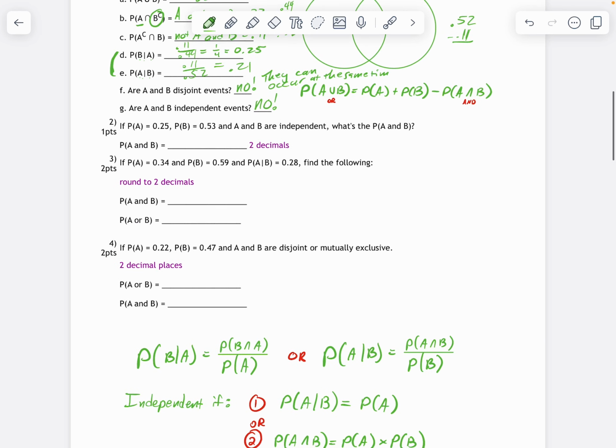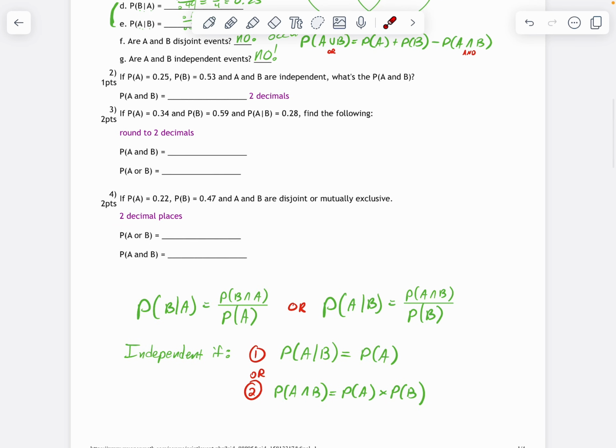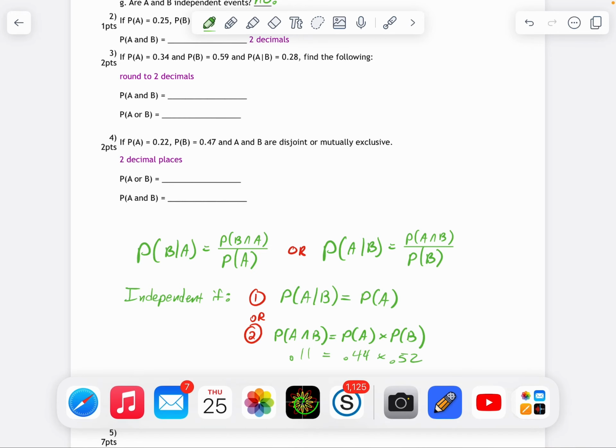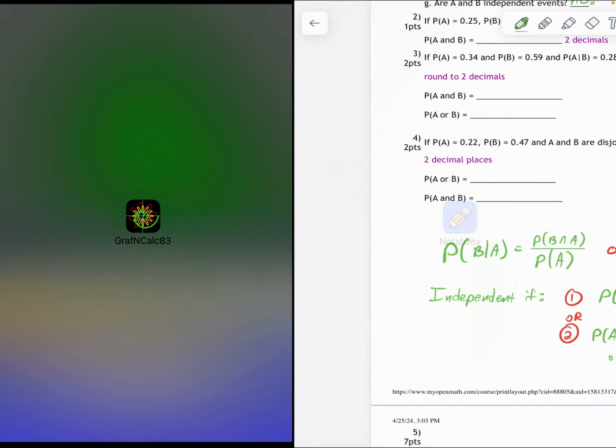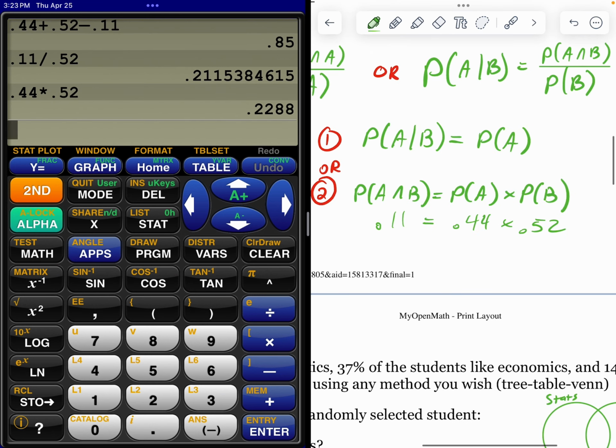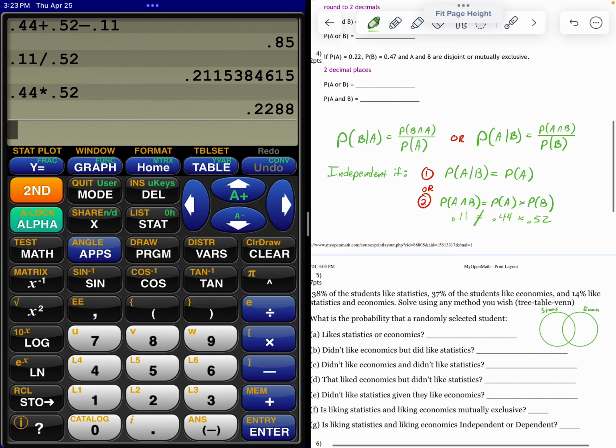All of you. If you did the other one, by the way, this doesn't check out because the probability of A and B happening at the same time is 11. The probability of A is 44 and the probability of B is 52. And when you multiply those, you don't get 11, right? 44 times 52 is 22. So this is not equal, so they are not independent.